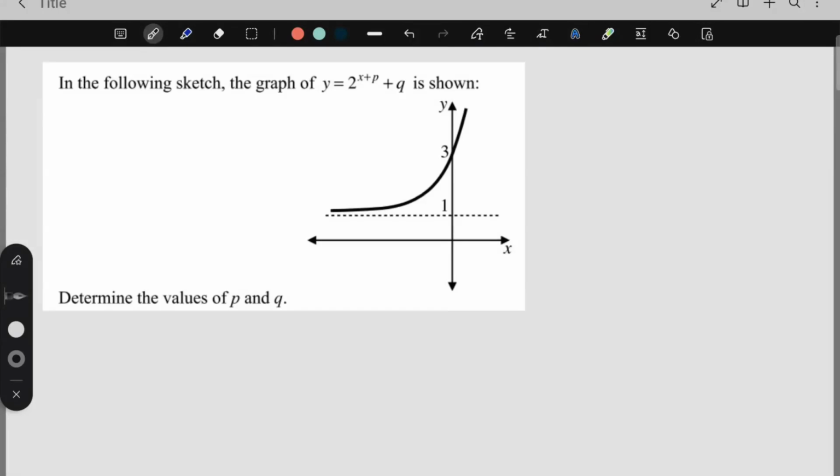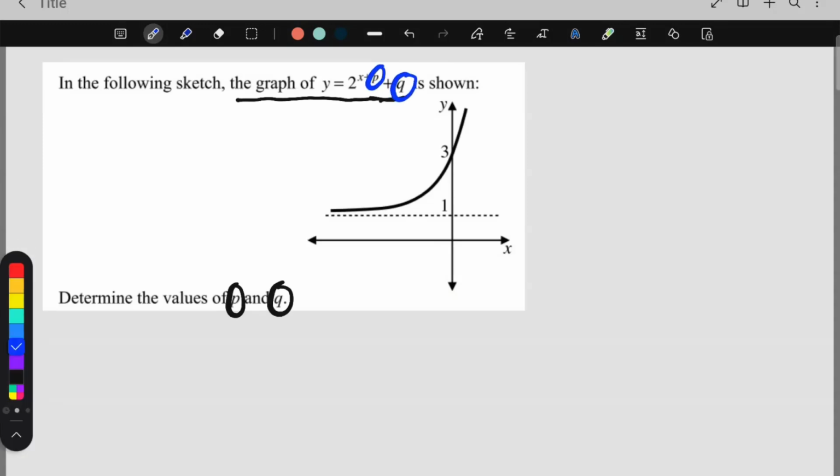Hi, grade 11s. Today we are finding the equation of an exponential function. In this question, it says, in the following sketch, this graph is given. They give you the graph and ask you to determine the values of P and Q. The P and Q is this P and that Q over there.